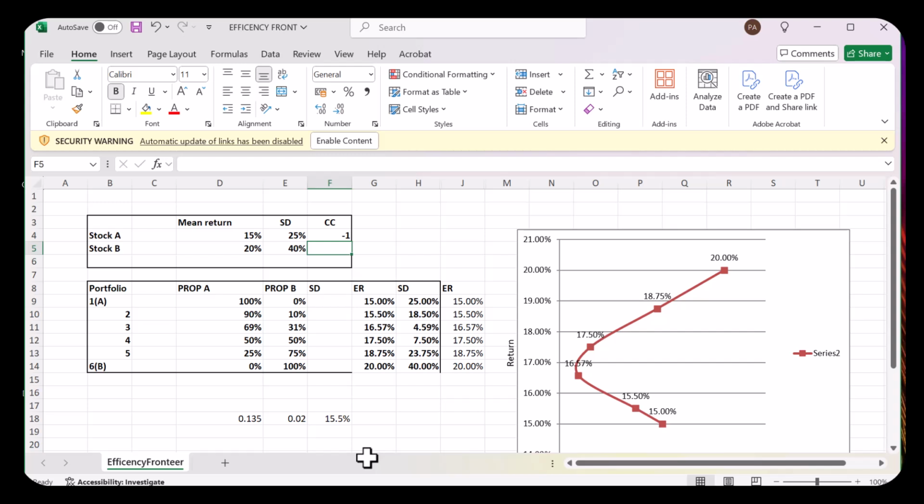So what I have done is the return is going up, but the risk has fallen to only 5%. The risk falls to just 5%.